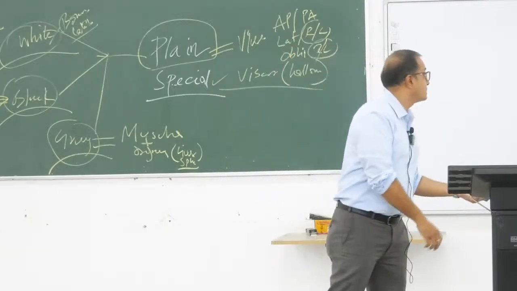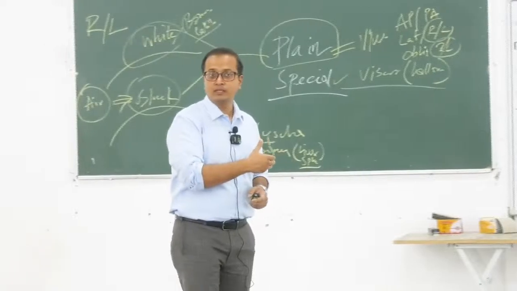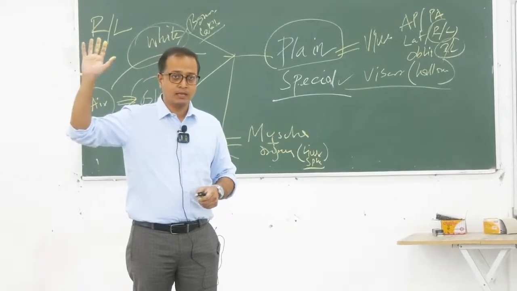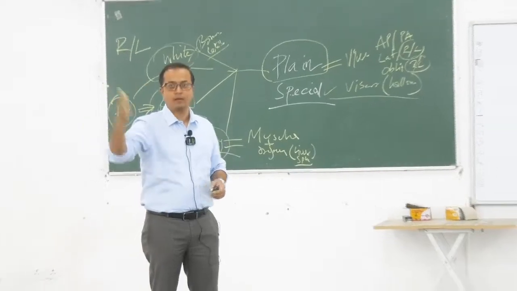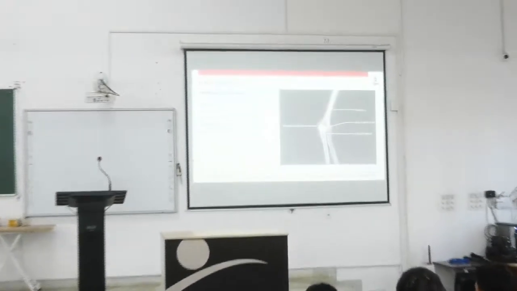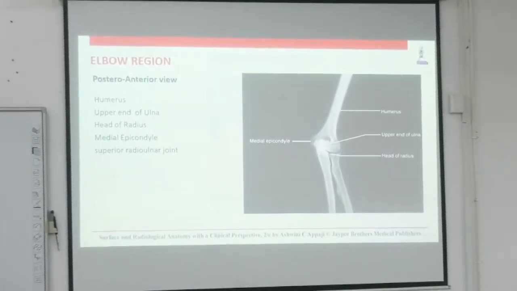So, moving to the next part. This region, same formula. What part are you seeing here? Is it a plain X-ray or a special X-ray? Plain X-ray, plain X-ray. All right. Then next, what view? Anterior-posterior or posterior-anterior view. You keep in mind what region this particular view is showing.